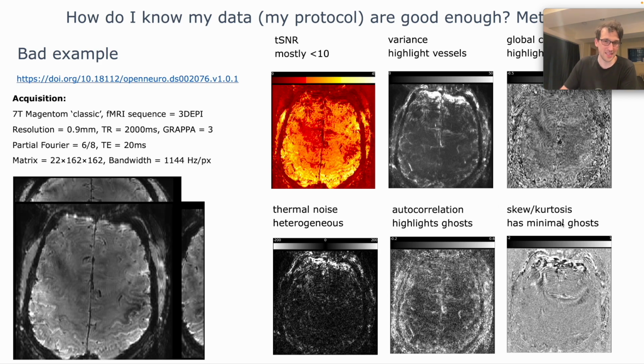So this highlights how useful these measures are compared to TSNR, because in TSNR, the Pythagorean addition of different noise sources very often hides certain artifacts, because we are already thermal noise limited. So skew and kurtosis can reveal those quite nicely. So this is a bad example.